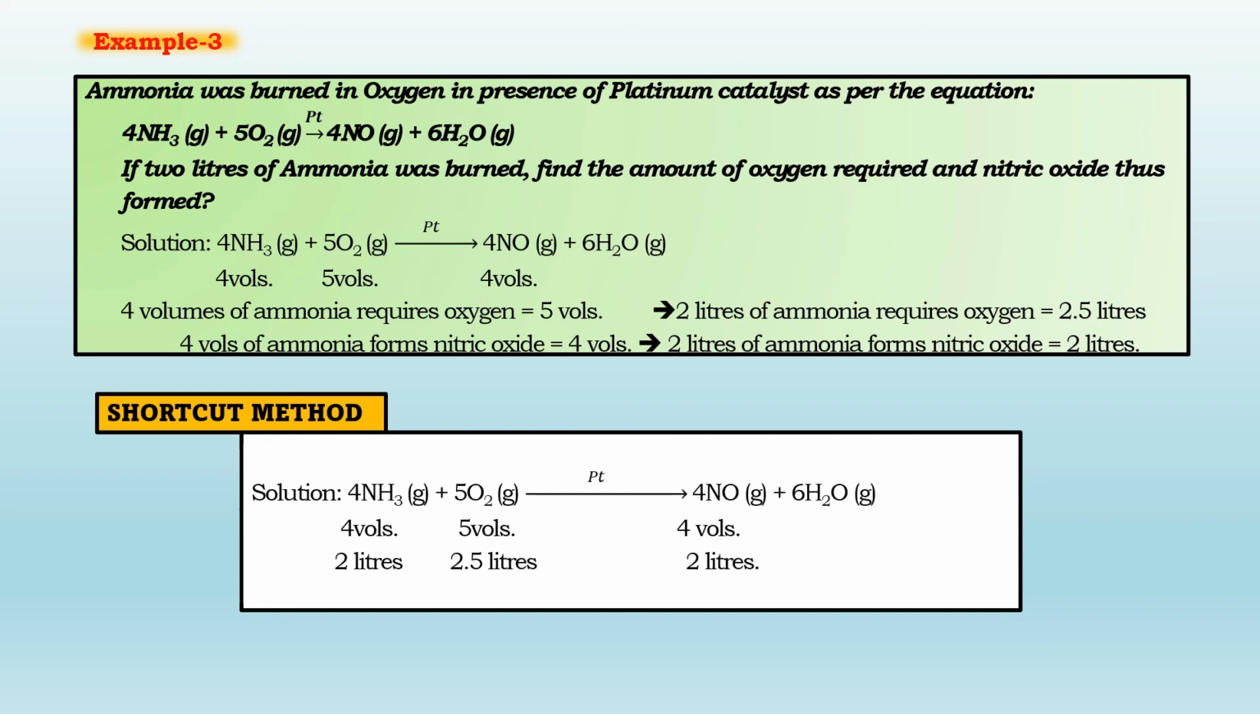Shortcut method. First we write the equation, and then below the stoichiometric coefficients we write the volumes. 4 volumes below ammonia, 5 volumes below oxygen, and 4 volumes below nitric oxide. So ammonia equal to 2 liters is given. So oxygen required is equal to 2.5 liters, half of it, and nitric oxide formed is also 2 liters. So in this way the equation can be solved verbally.